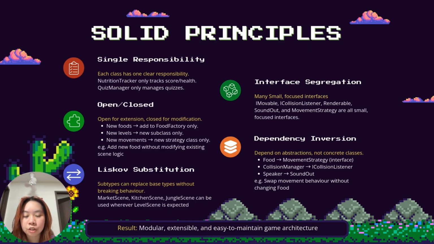For Liskov substitution, our subclasses like market scene, kitchen scene, and jungle scene can all be used wherever a level scene is expected. Each scene follows the same structure, so the system behaves consistently. Then, interface segregation. We use small focused interfaces such as IMovable, ICollisionListener, and movement strategy. This ensures classes only depend on what they actually need. Finally, dependency inversion. High-level components depend on abstractions instead of concrete implementations. For instance, food depends on the movement strategy interface, allowing us to change behaviors without modifying the food class. Overall, applying these principles results in a modular, extensible, and maintainable game architecture.